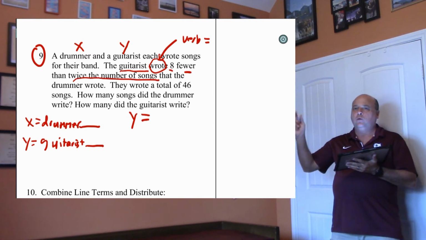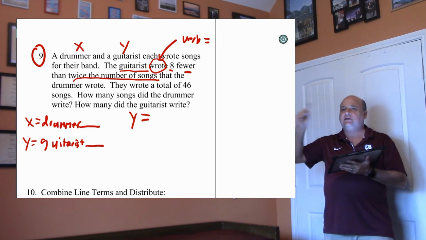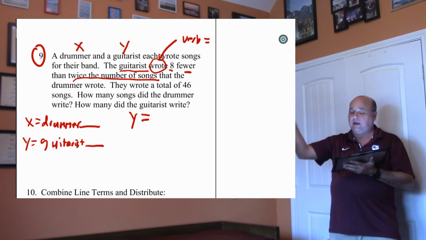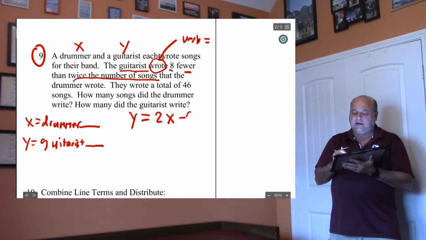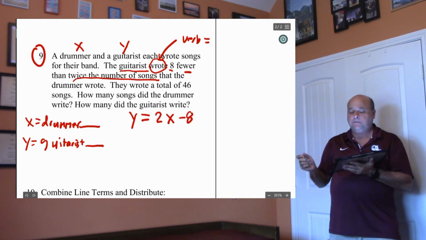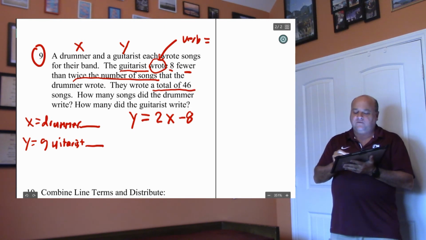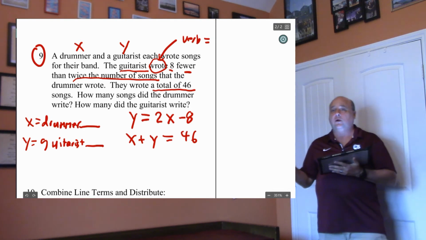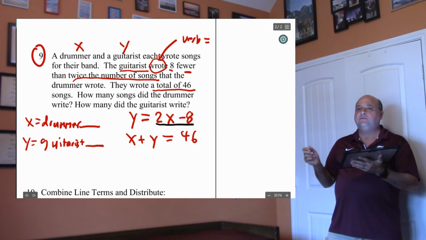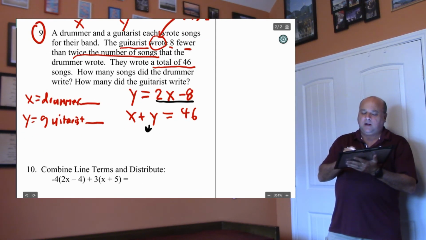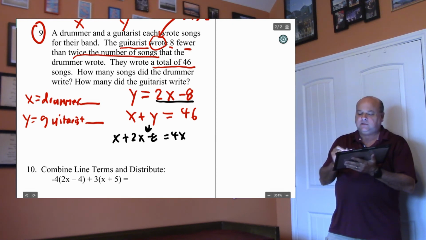Now then, 8 fewer than. What's 8 fewer than 10? That's not 8 minus 10, it's 10 minus 8. So I've got to flip this. So twice the number of the drummer minus 8 equals the guitarist. And then they wrote a total of 46, so x plus y equals 46. That's my total equation, right? Now then, I know that y is equal to 2x minus 8, right? I'm going to replace that y and substitute. So x plus 2x minus 8 equals 46.